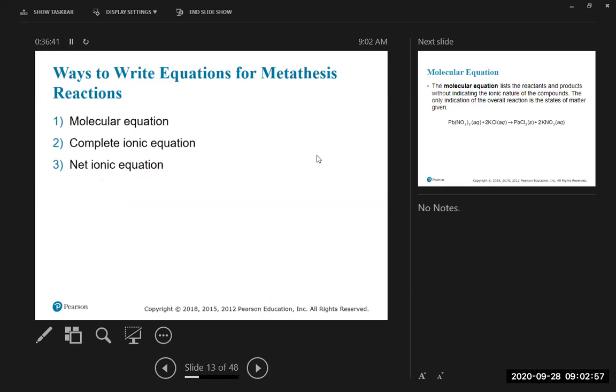Okay, so to write equations for these types of reactions, first we write the molecular equation, then we write something called the complete ionic equation, and then we write something else called the net ionic equation. And we'll go through what each of these mean.